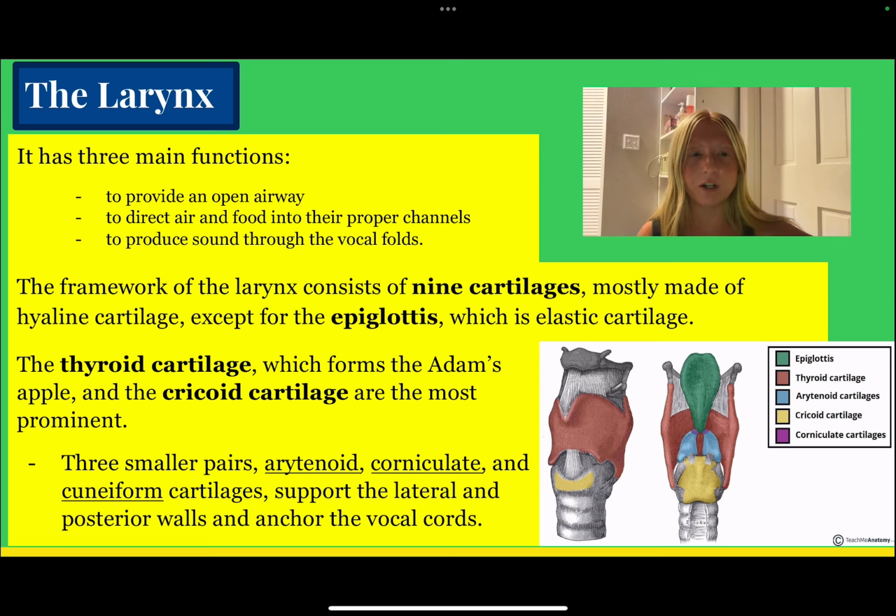The larynx has three main functions: to provide an open airway, direct air and food into their proper channels, and produce sound through the vocal folds. The framework of the larynx consists of 9 cartilages, mostly made of hyaline cartilage, except for the epiglottis, which is elastic cartilage. The thyroid cartilage, which you can see in red, forms the Adam's apple, and the cricoid cartilage, which you can see in yellow, is the most prominent. There are 3 smaller pairs: the arytenoid, which is in blue, the corniculate in purple, and the cuneiform cartilages, and these support the lateral posterior walls and anchor the vocal cords.